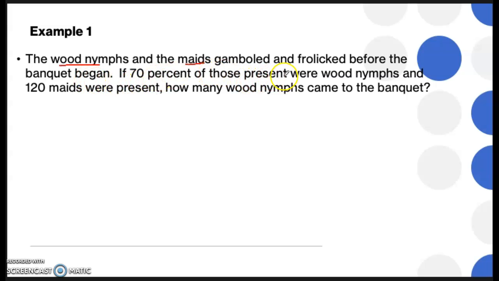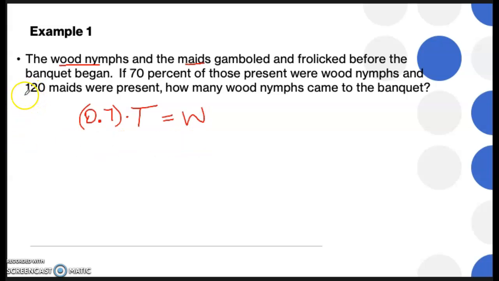70% of those present were wood nymphs. That looks like a basic equation. 70%. Remember, we can't do math with a percent, so we have to write that as a decimal. 70% of those who were present, so that's times the total present, equals the wood nymphs.